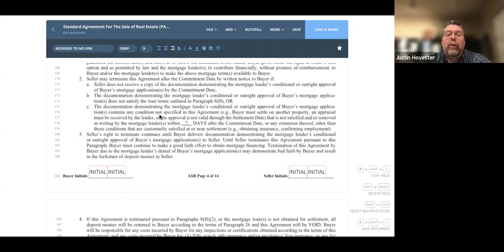So if we bring a mortgage commitment on the commitment date that says that we need to have the appraisal, the seller has to wait 7 days to cancel that deal, to give that buyer a chance to remedy those conditions. What are some other conditions that I've seen that were reflected on a commitment letter that weren't disclosed anywhere else?